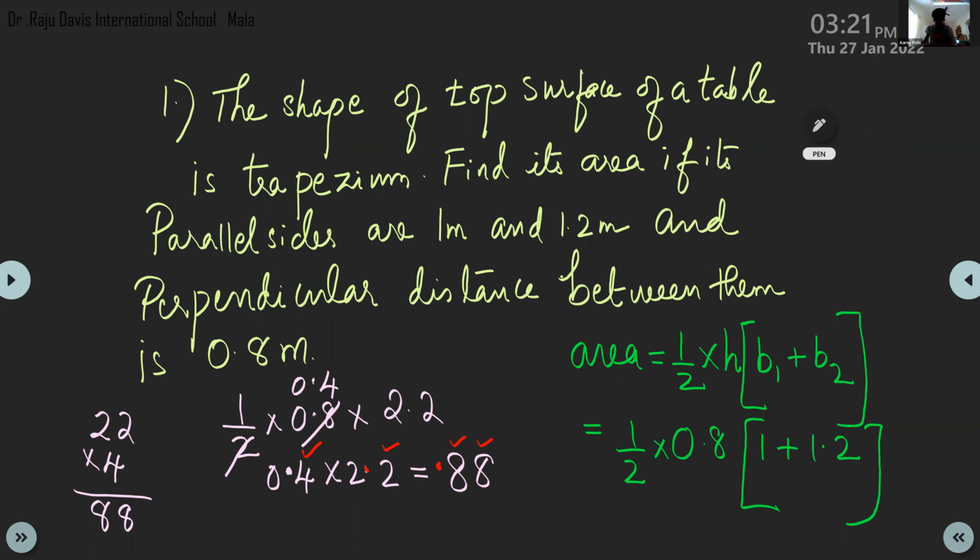So the answer: this much centimeter square is the answer. Did you understand? Ma'am, meter square, right? Yes, it is meter square, because the measurement given is in meters. So 0.88 meter square. Understood? Yes, ma'am. Decimals come, be careful.